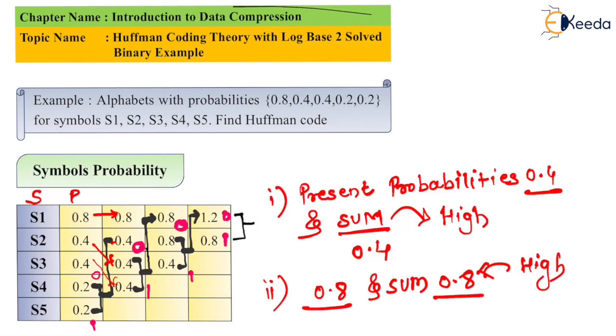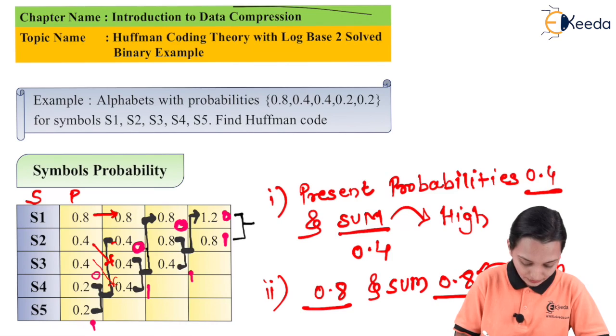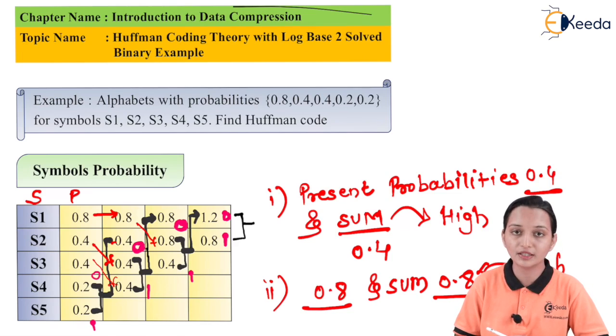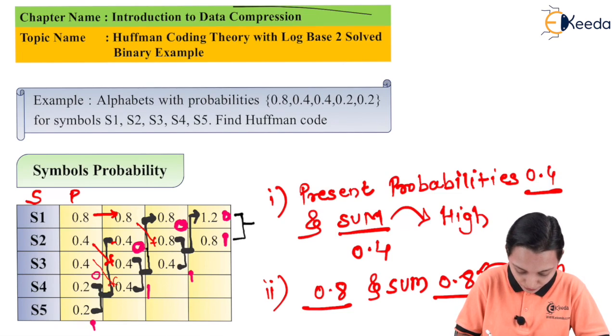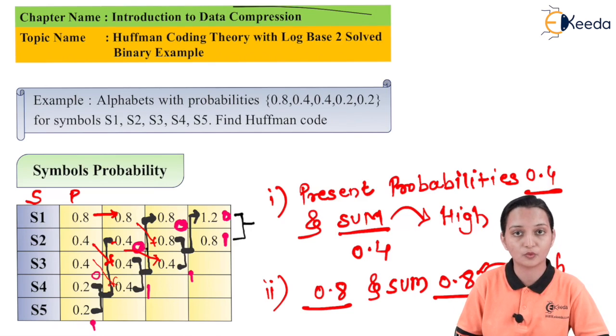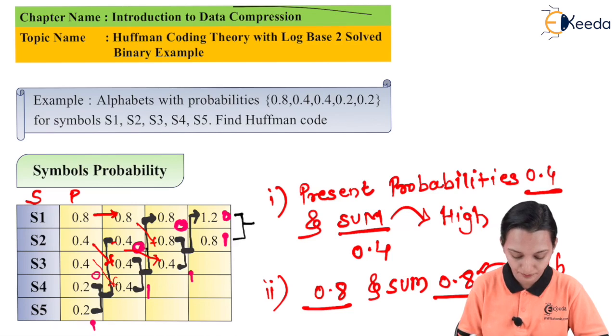So because of that shifting, what will happen? This 0.8 will be present over here, and this second 0.4 will be present over here. Now, the next step, we have to repeat this step again and again until we achieve the last two lowest probability symbols.